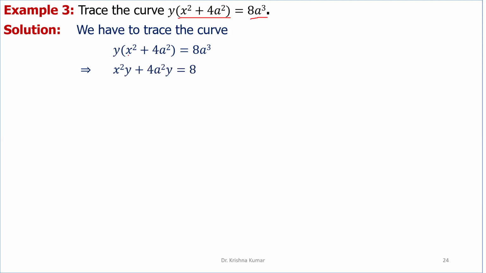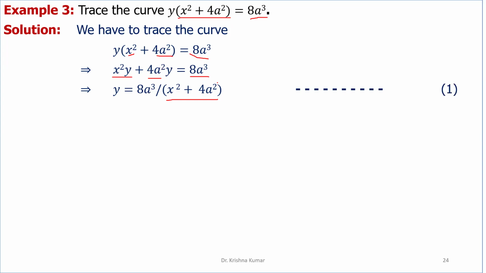So it can be written as x²y + 4a²y equal to 8a³, or we can write y equal to 8a³ upon (x² + 4a²). Let us give it equation number 1. Now, for tracing this curve, we need to check the following points.